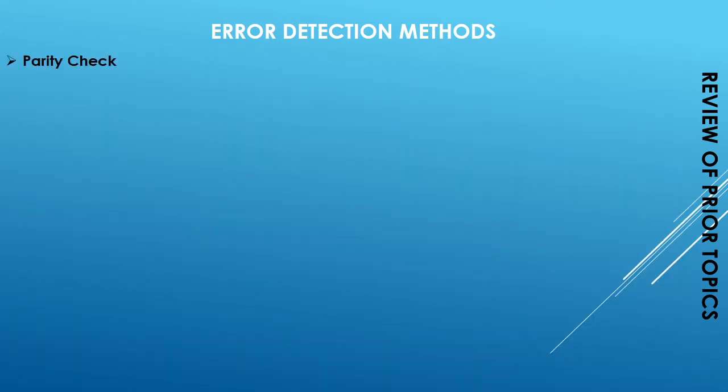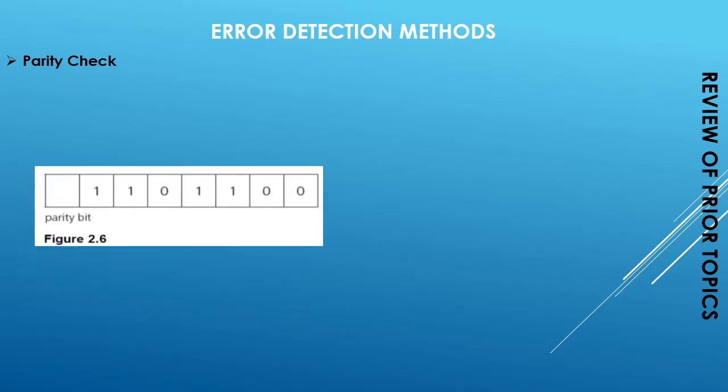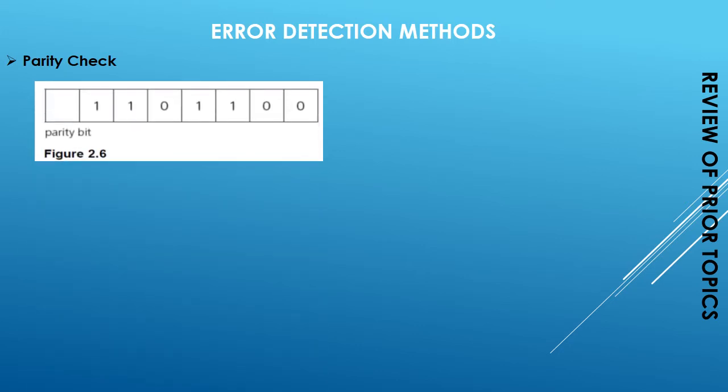Then we talked about the parity check method. Parity checking is one method used to check whether data has been changed or corrupted during transmission from one device or medium to another device or medium. In the parity check method, data is transmitted in the form of one byte alongside one parity bit that we add at the start of that byte.